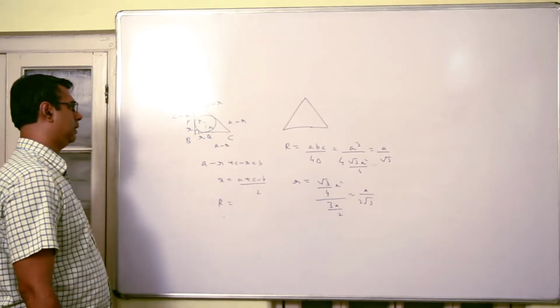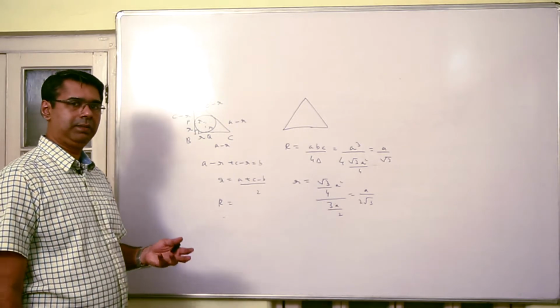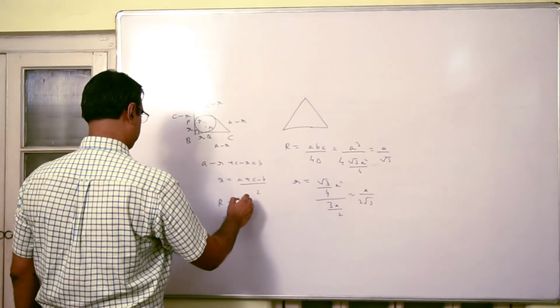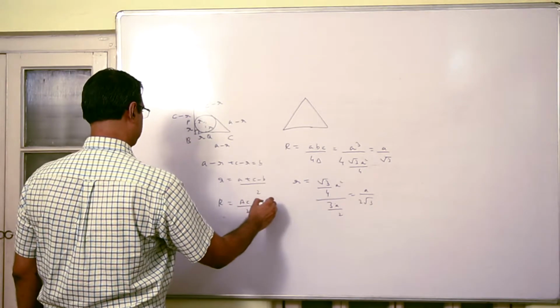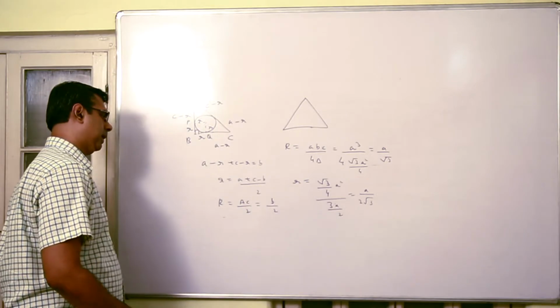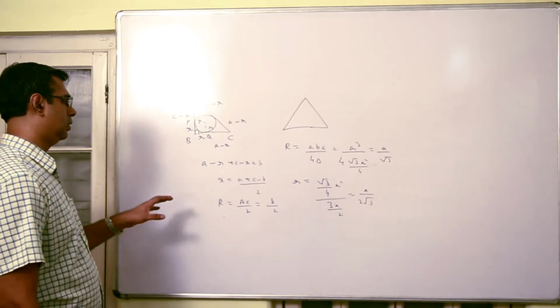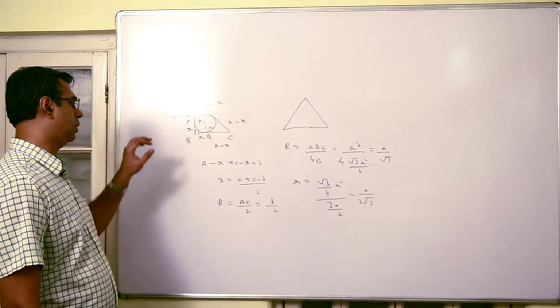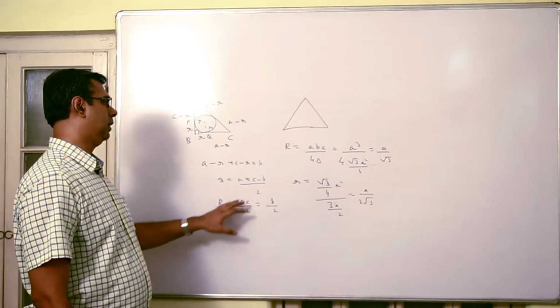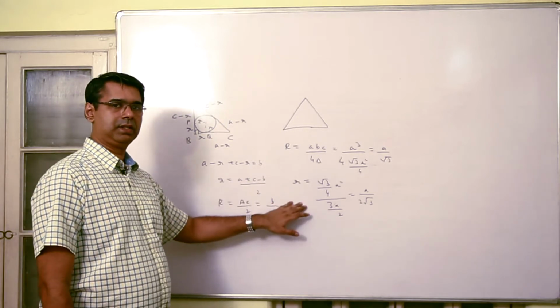Regarding circumradius, you know angle in a semicircle is a right angle. Since this is a right angle, circumradius will be half the hypotenuse. So the answer will be simply B by 2. So whenever you are doing a sum pertaining to a right angle triangle, use these results directly. Equilateral triangle, use these results directly.